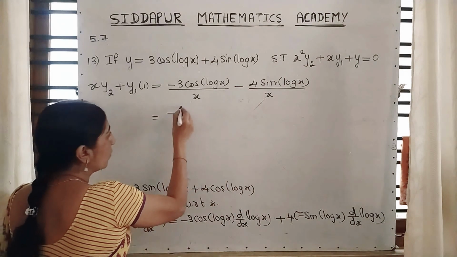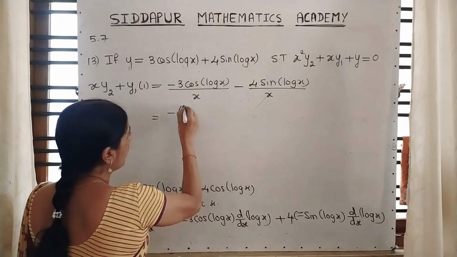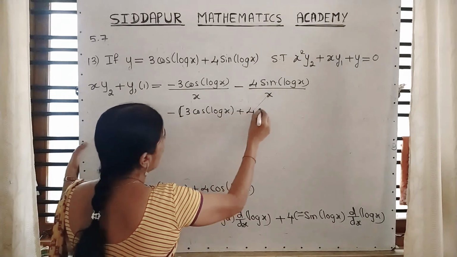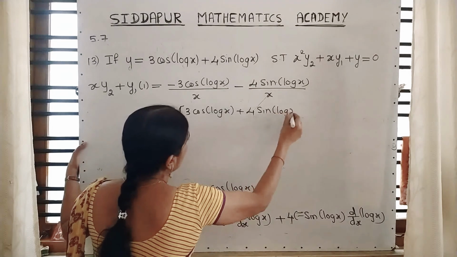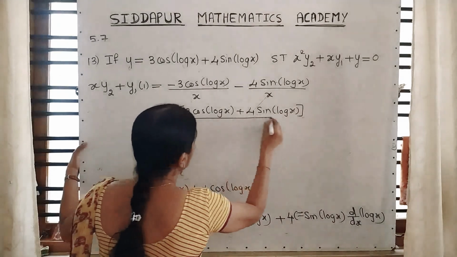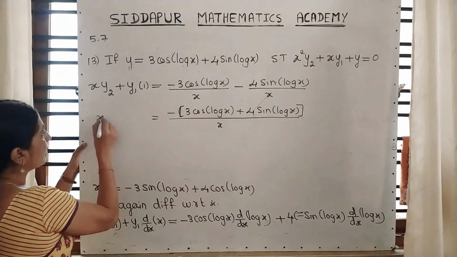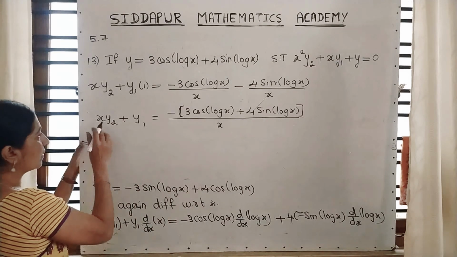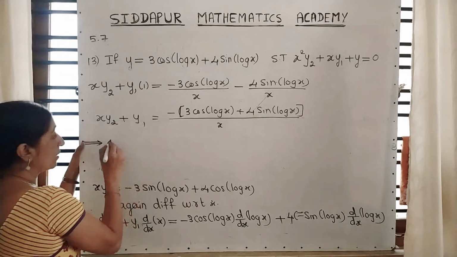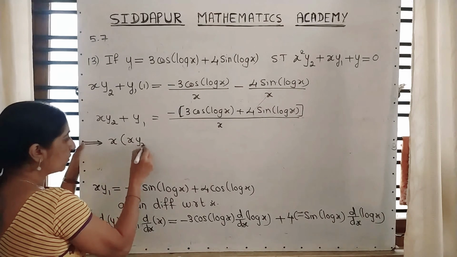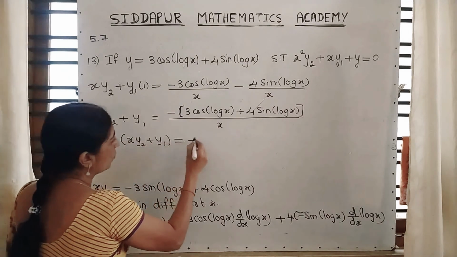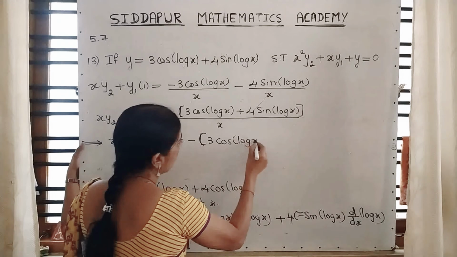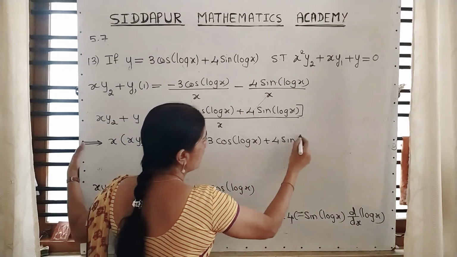Here minus outside and the LCM is x. In the bracket, 3 cos log x plus 4 sin log x, whole upon x. This is xy2 plus y1, cross multiply. Each term is multiplied with x, or you can write like this: x into xy2 plus y1 is equal to minus, in the bracket, 3 cos log x plus 4 sin log x.